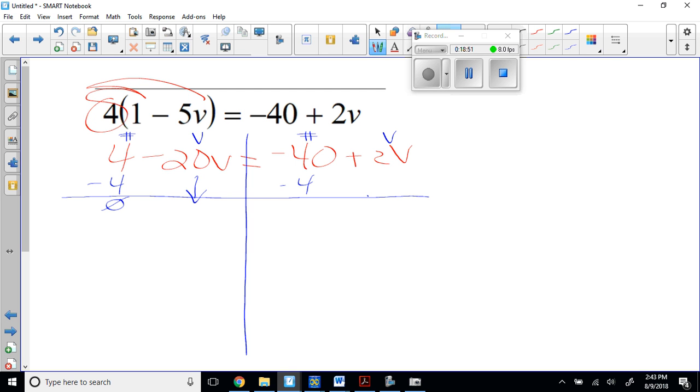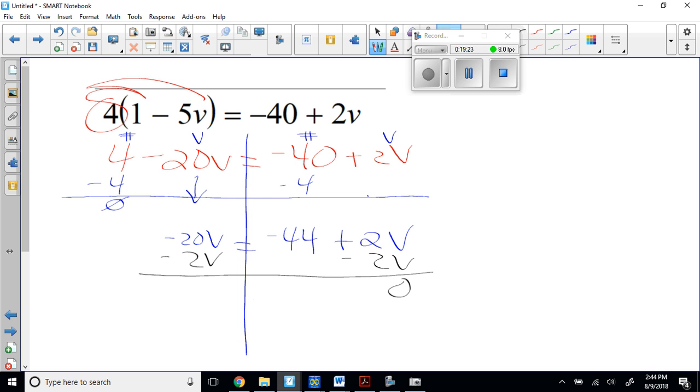This negative 20v comes down. Negative 40, negative 4 becomes what? Negative 44. That's exactly correct. Negative 44 plus 2v. Now, if we moved our number from the left to the right, we need to take our variable from the right to the left. So let's go negative 2v. That goes to 0. It leaves me with negative 44 equal to, what's negative 20 and negative 2? Negative 22 v. Good job.